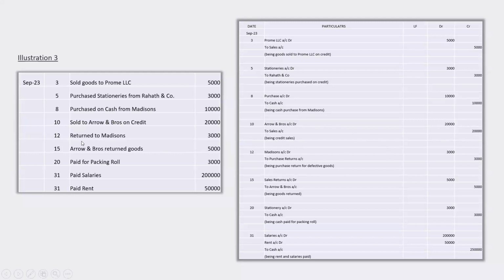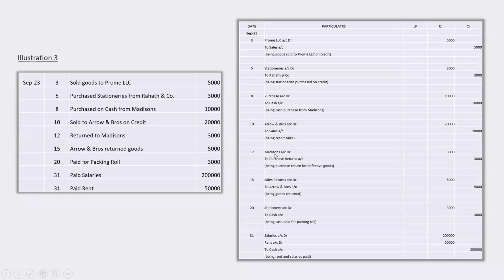Now, here comes the returns. That is the purchase returns. Return to Madison's. You have purchased goods worth 10,000 from Madison's and paid cash from the company. Now a part of the goods is not okay for you, and you're returning 3,000 worth of goods to Madison's. So Madison's has to pay you back the cash worth 3,000, since you're returning the goods.